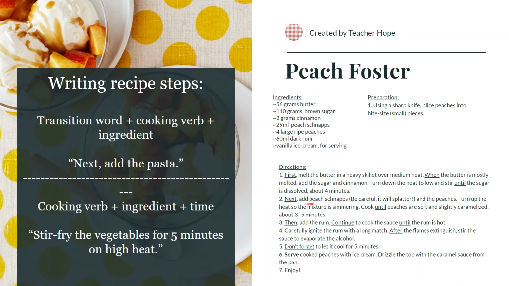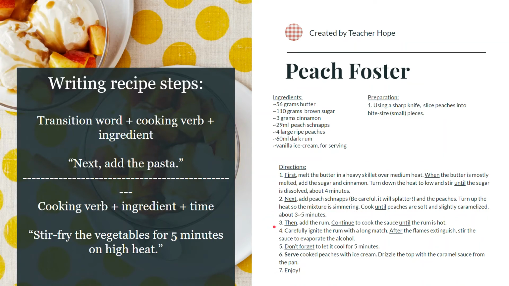Next, add peach schnapps. Be careful, it will splatter. And the peaches. Turn up the heat so the mixture is simmering. Cook until peaches are soft and slightly caramelized, about 3 to 5 minutes. People also say caramelized for this word, just so you know.